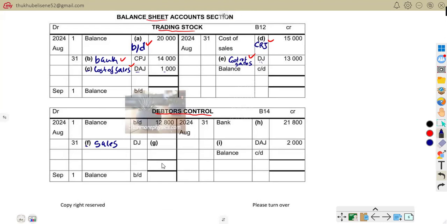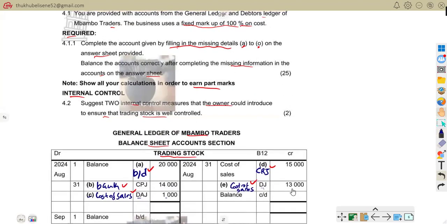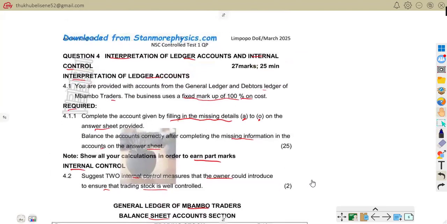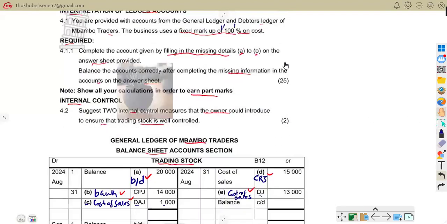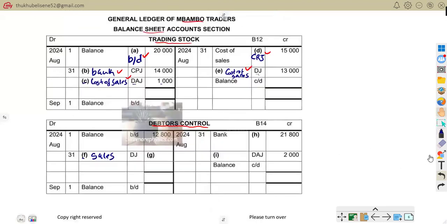How much are we going to sell on credit? This is where a calculation is needed. We have a markup on cost of 100%, if you can still remember. This is what I'm talking about. The business uses a fixed markup of 100% on cost. So that is why the calculation is needed here.